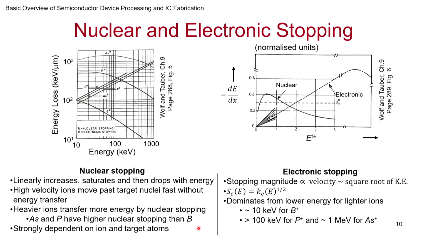Electronic stopping, on the other hand, is proportional to the velocity, and so to the square root of the kinetic energy. We already saw that, and that's what is used in this particular model. This dominates for lower energy and lighter ions, because boron, you see, is already more than that. But for heavier atoms, the electronic stopping will come in only if you are using very high energy implantation, which often is not the case, because we usually go for shallow implants, and they are becoming shallower and shallower as device sizes are shrinking. So these are broad categories of what plays a role for which type of ions are getting implanted.